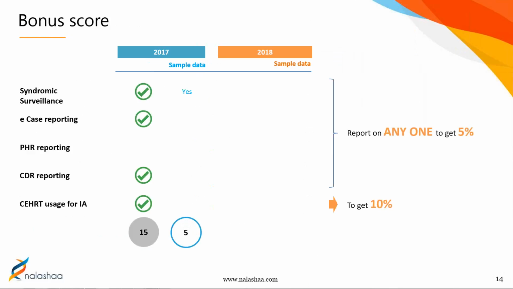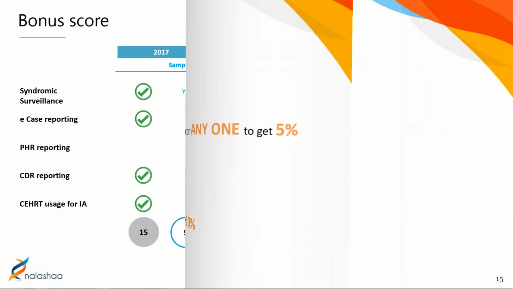Let us have some sample data. So, Jane Doe has implemented syndromic surveillance. So she gets a score of 5% in 2017, and she has actually reported for syndromic surveillance and also reported improvement activities using certified EHR. So she gets a score of 15. So 15 of 15. So we covered these 3 components of the ACIs. So now let us go and see what is the total score for Jane Doe.